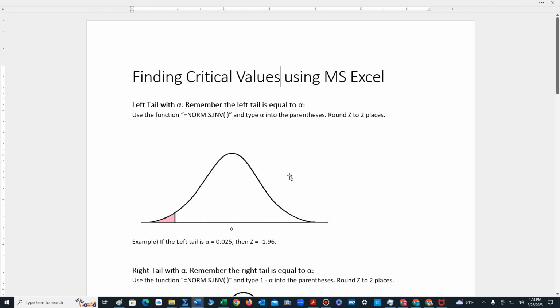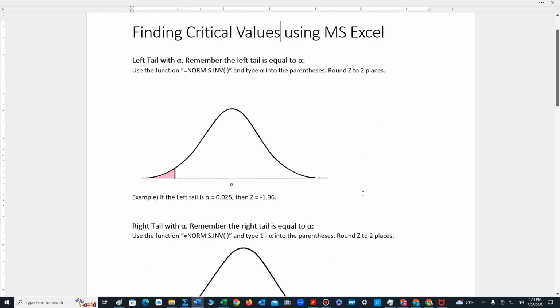Hello, in this video I will demonstrate how to find critical values using Microsoft Excel. The first example will be to find the critical value of a left tail test. If we recall, this left tail area is equal to alpha. And the function we type into Excel is equal norm.s.inv. In the parentheses we will put alpha and round the critical value to 2 places.